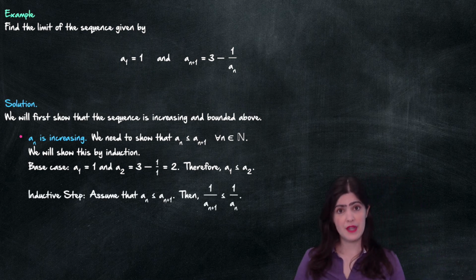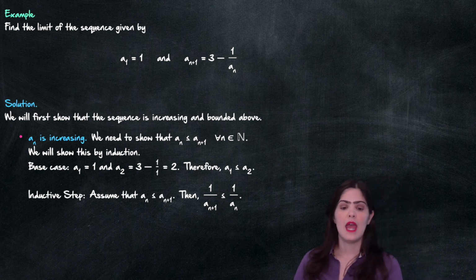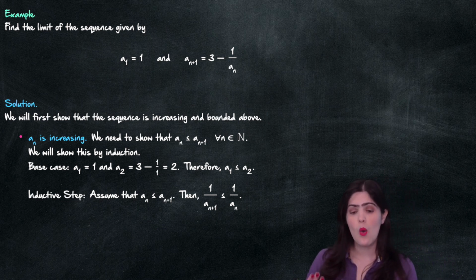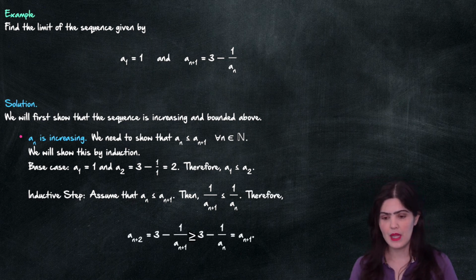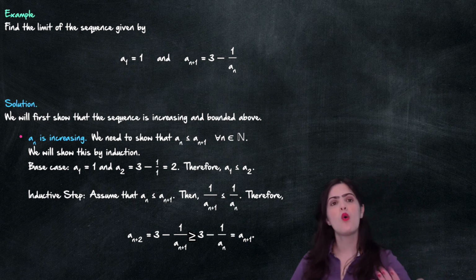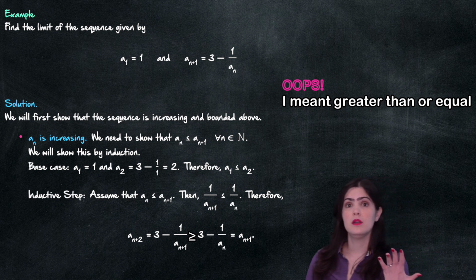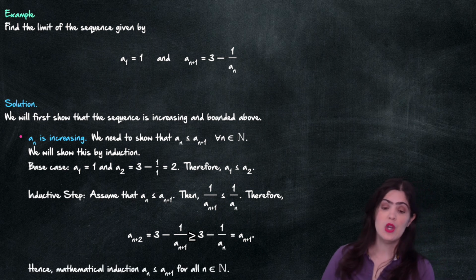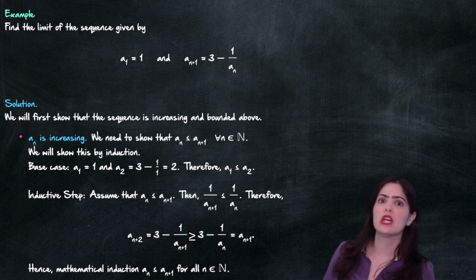Great. Now, for the inductive step, we're going to assume this is true for n. So we're going to assume that a_n is less than or equal to a_{n+1}. That would imply that 1 over a_{n+1} is less than or equal to 1 over a_n. And then we have that a_{n+2}, which is 3 minus 1 over a_{n+1}, is less than or equal to 3 minus 1 over a_n. But that is a_{n+1}, which is exactly what we wanted to prove. So by induction, this is true for all n, so indeed my sequence is increasing.